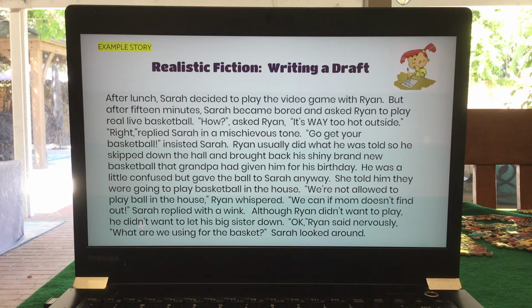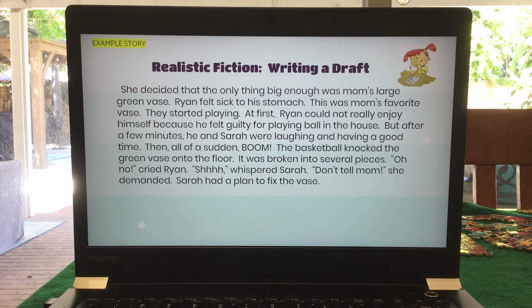"We're not allowed to play ball in the house," Ryan whispered. "We can't if Mom doesn't find out," Sarah replied with a wink. Although Ryan didn't want to play, he didn't want to let his big sister down. "Okay," Ryan said nervously. "What are we using for the basket?" Sarah looked around. She decided that the only thing big enough was Mom's large green vase. Ryan felt sick to his stomach. This was Mom's favorite vase.